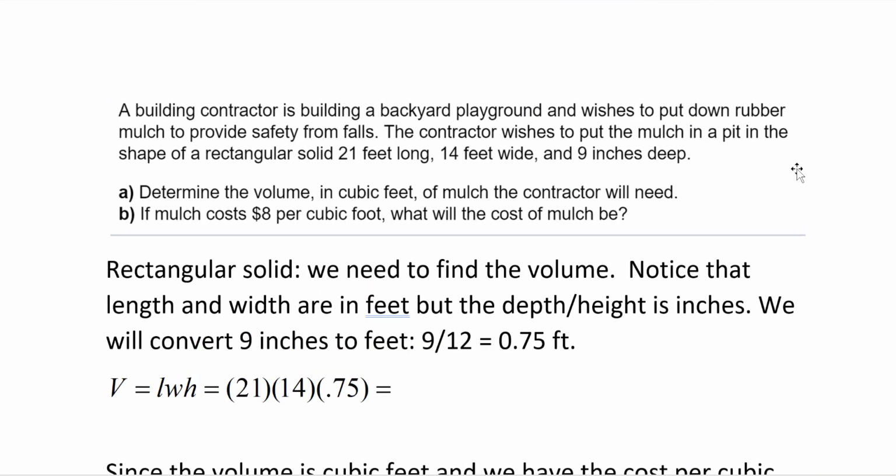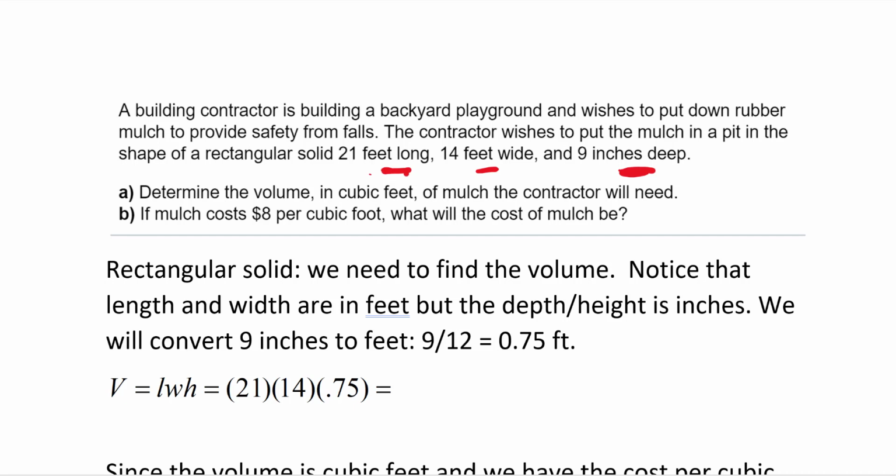A building contractor is building a backyard playground and wishes to put down a rubber mulch to provide safety from falls. The contractor wishes to put the mulch in a pit in the shape of a rectangular solid 21 feet long, 14 feet wide, and 9 inches deep. Determine the volume in cubic feet of mulch the contractor will need, and then we're going to figure out the price of the mulch. Rectangular solid, we need to find the volume, but we notice that we have different units here. We have feet and feet, but then we have inches, and everything has to be in the same unit.